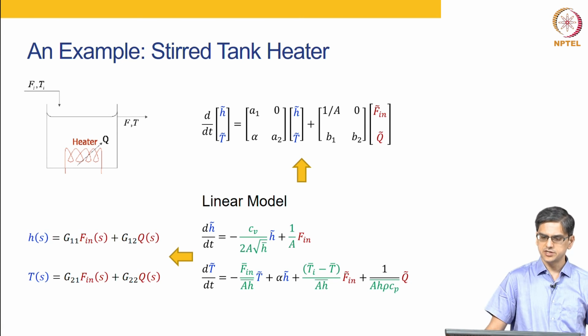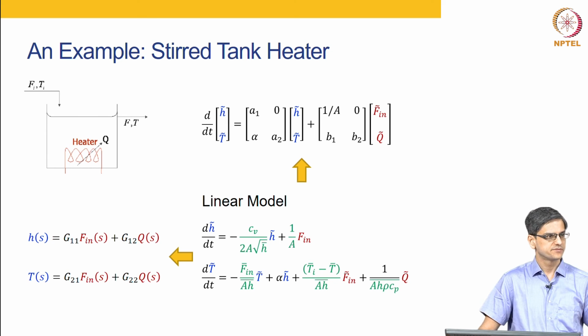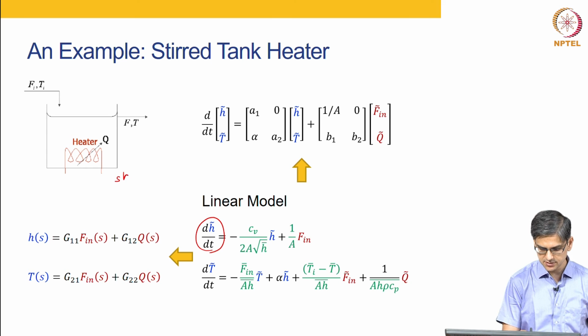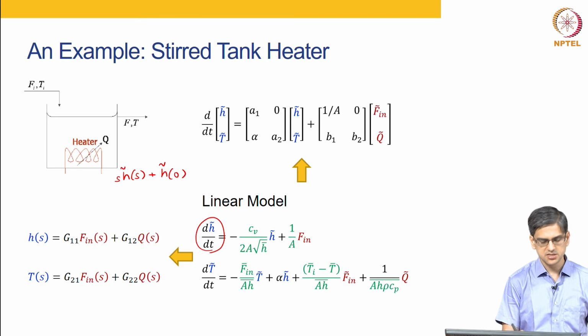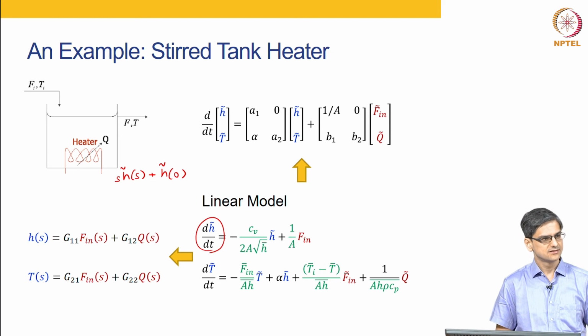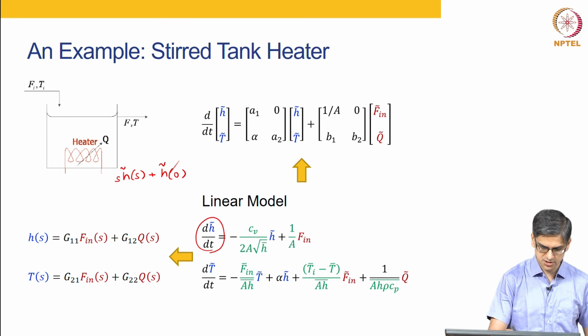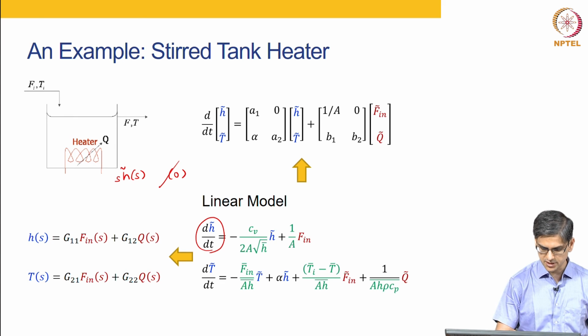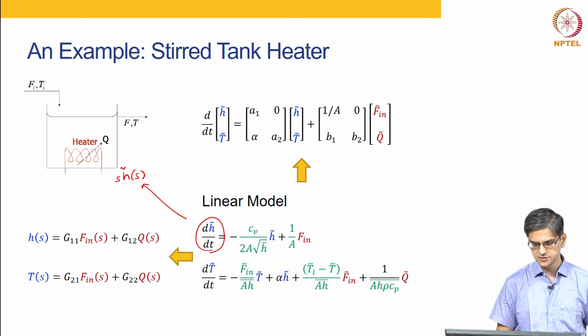Then what you did in your undergrad is you took a Laplace transform for this. What happens when you take the Laplace transform of dH by dt? You get S H tilde S plus H tilde 0. H tilde 0 means H tilde at steady state. At steady state, the deviation from steady state value is 0, so this term drops out. Again, this is your undergrad material. So, therefore, this becomes this.